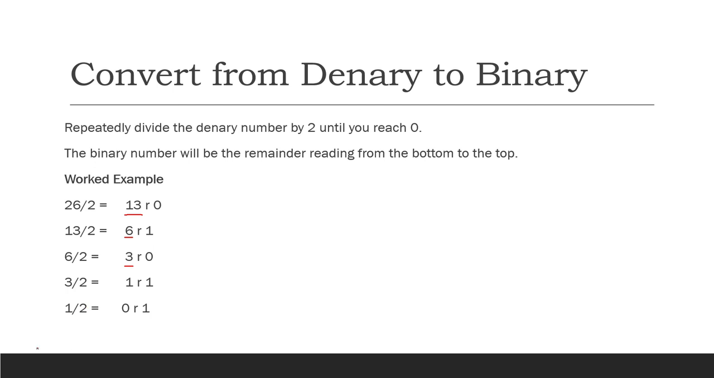So we now look at the remainders on the right-hand side. We've got 1, 1, 0, 1, 0, and that shows us that 26 in binary is 11010. So there's another way of doing it right there.